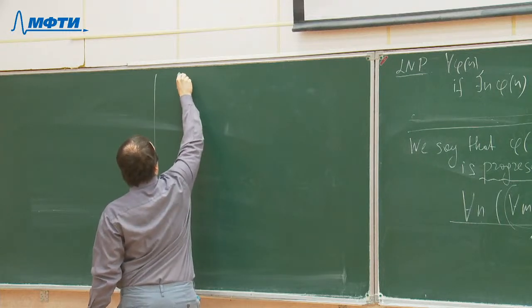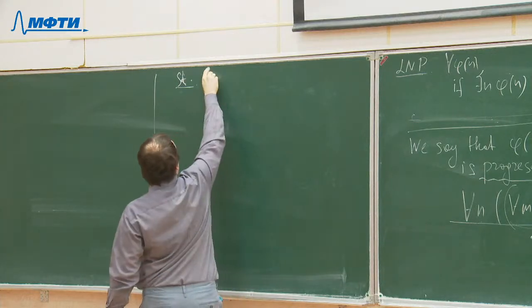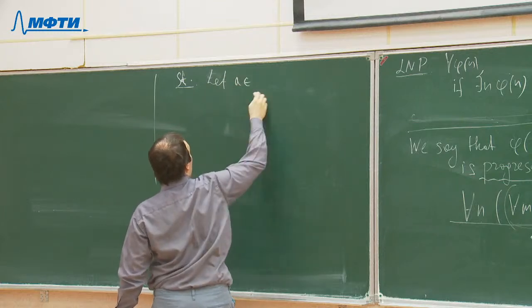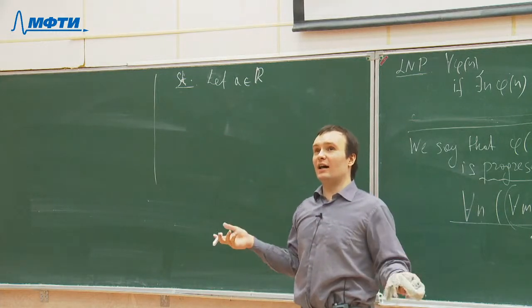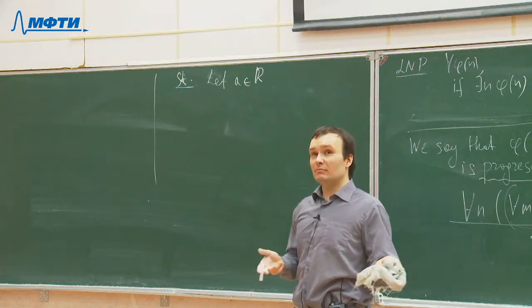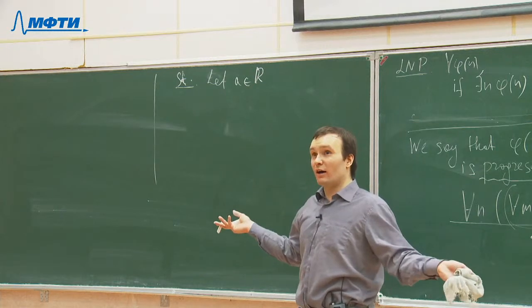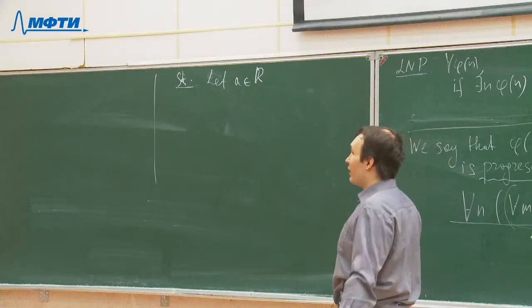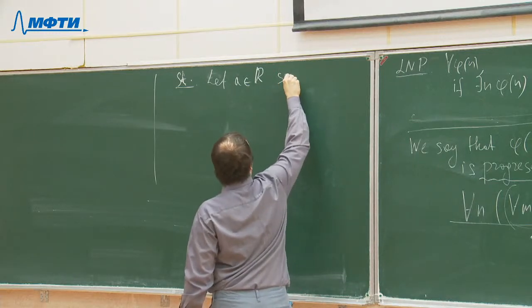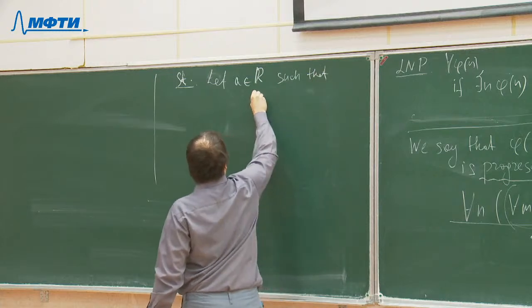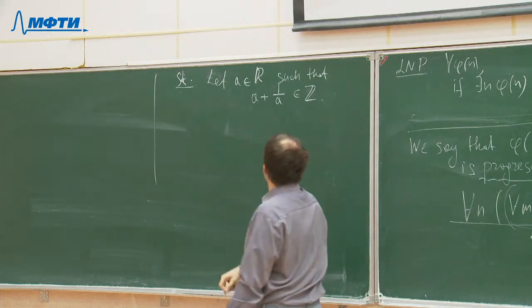Let's prove the following statement. That's just ST for statement. Let A be a real number. Do you know what a real number is? At least intuitively. Numbers like, I don't know, pi, e, square root of 2, every rational number, and so on. Let A be a real number such that A plus 1 over A is integer.